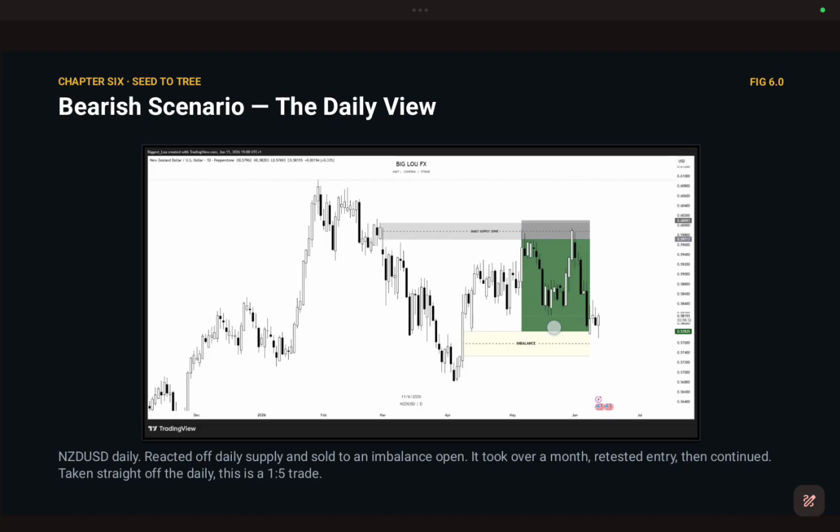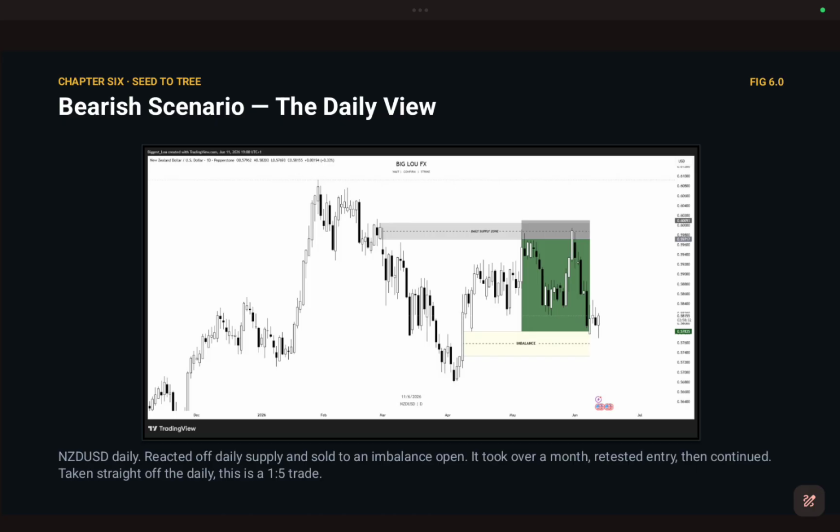It dumped down, came back, picked up orders again from that same zone, retesting that zone, and then it dumped down to clear that imbalance open. As the case may be, it could still dump down to fill the imbalance completely, but we don't know that yet. So NZD daily reacted off supply, sold to an imbalance open. It took over a month, retested entry, and then continued.